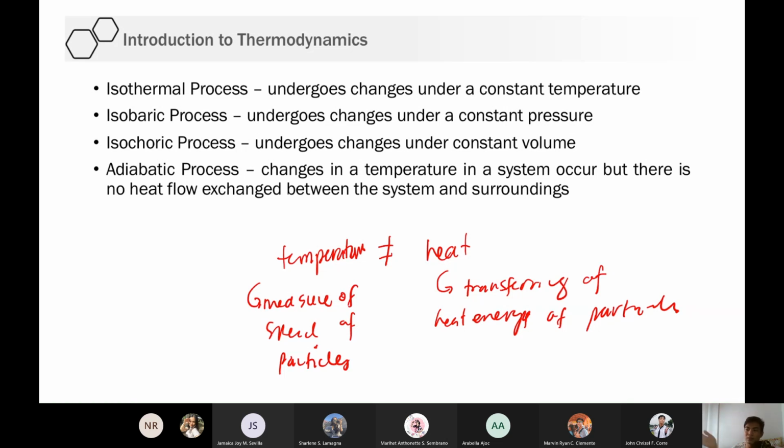Okay. So, pwede talaga magbago yung temperature even without heat flow, no? Pwede yun. Okay. So, pwede yun. Yun lang. Wala na akong masabi, yun lang.